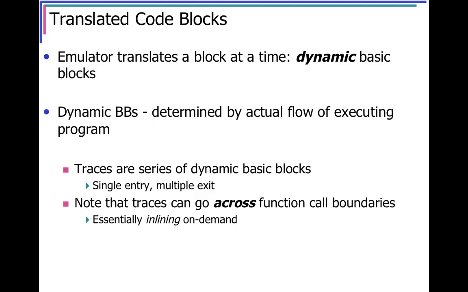Once we generate our traces, we're going to store them into a code cache. Again, traces are a series of dynamic basic blocks that have a single entry and possibly multiple exits. Traces can go across function call boundaries, essentially doing the same thing as inlining. This is a nice advantage, although it does complicate matters a little bit because we have to keep track of where our function call boundaries are.